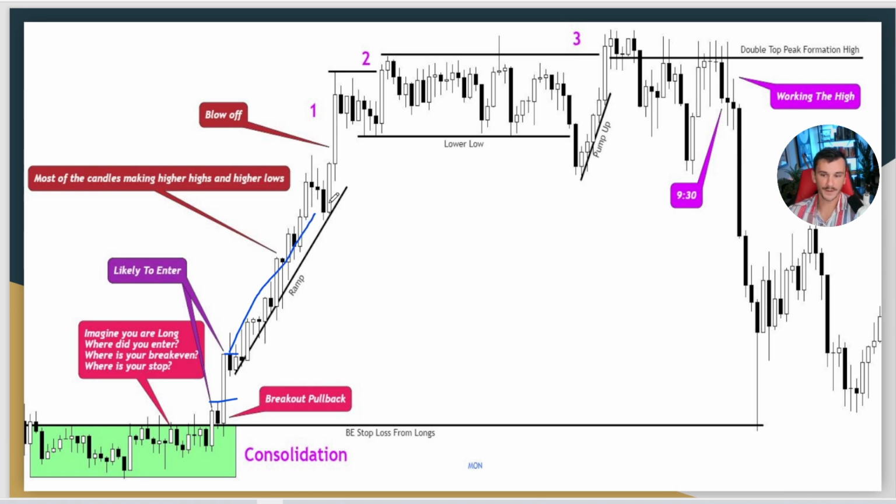And the blow off, I think, is pretty obvious. We got a big blow off here, some of the biggest bars on the entire chart. We got a blow off move here. And then a second strong push to the high, or at least it looks strong. And then it stops again. So a second push. And then we get this lower low.